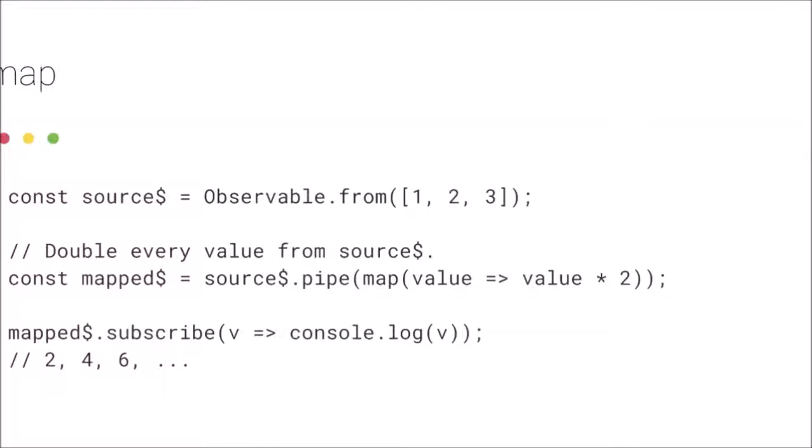But this map operation doesn't actually do anything to the source observable. It doesn't transform it in any way. And we can still subscribe directly to it and get back our original sequence, 1, 2, and 3. Right? It's very functional.